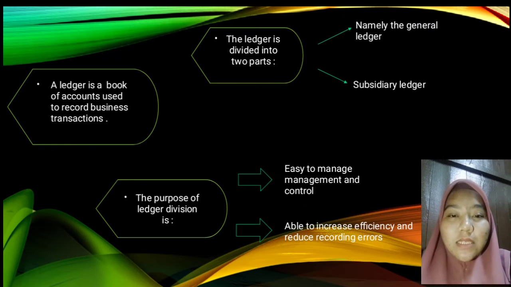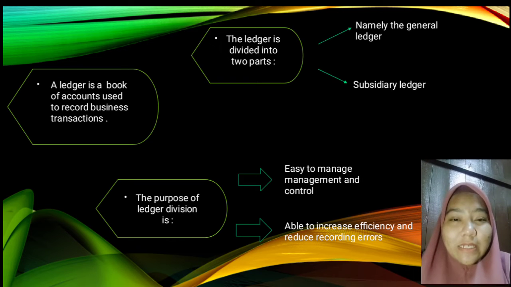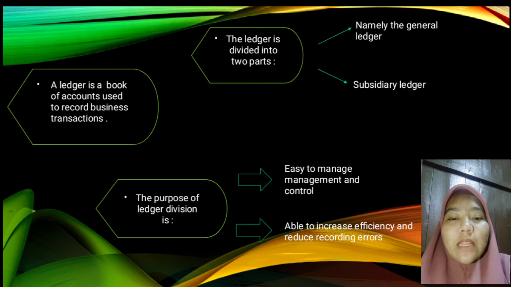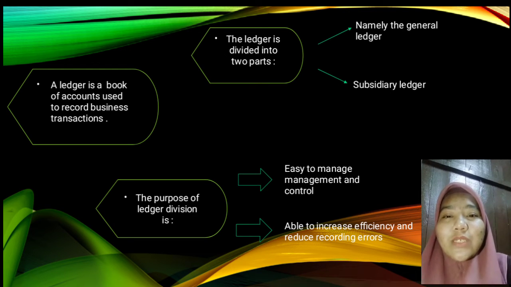Ledger. A ledger is a book of account used to record business transactions. The ledger is divided into two parts. First, namely the general ledger. Second, the subsidiary ledger. Lastly, the purpose of ledger division is to make management and control easy, to increase efficiency and reduce recording errors.